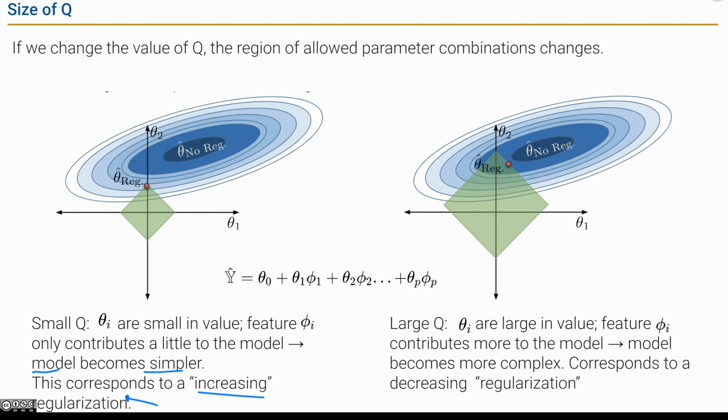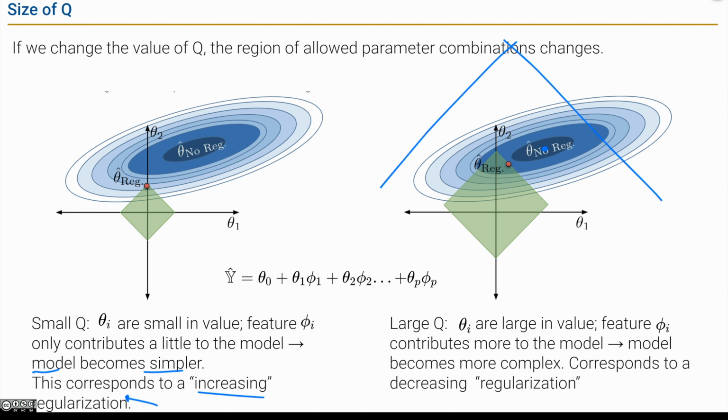A large Q is going to correspond to less regularization, right? Because if I have a super large Q, if I had something like this, then my optimal is going to be right here at the no regularization. I'll get to the minimum part of the valley. And again, you may be thinking, wait, what's wrong with the minimal part of the valley? I thought that's what we wanted.